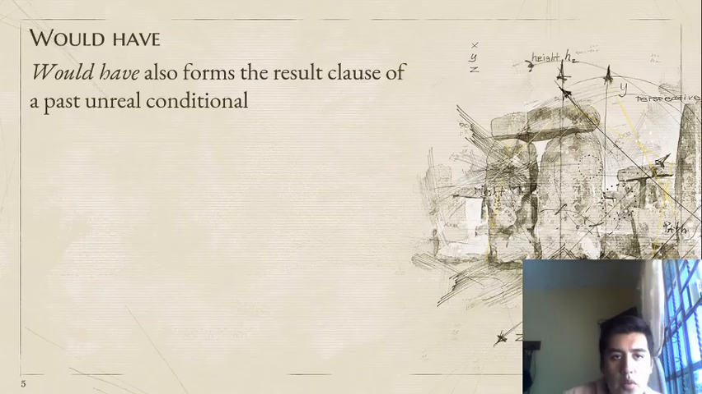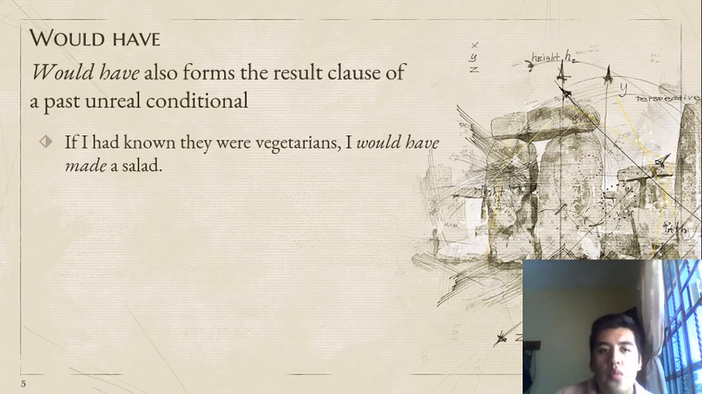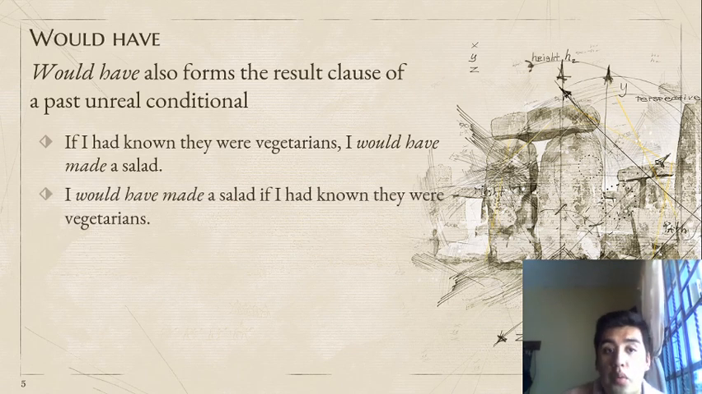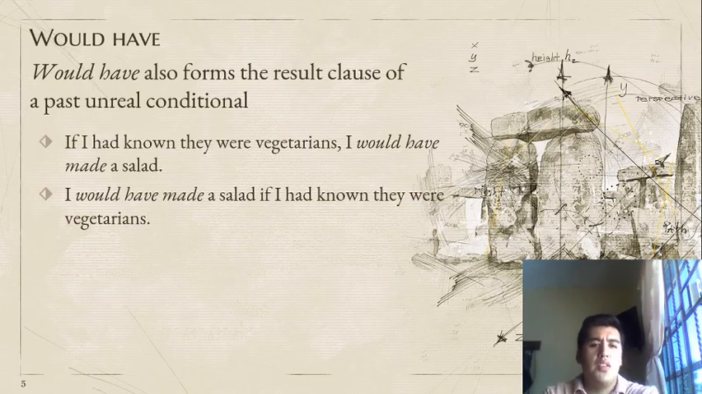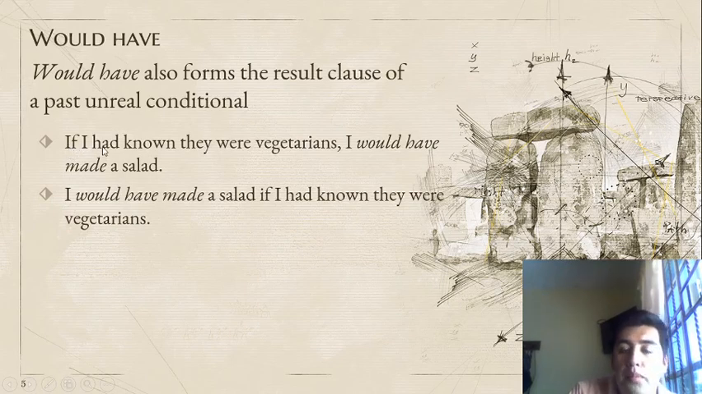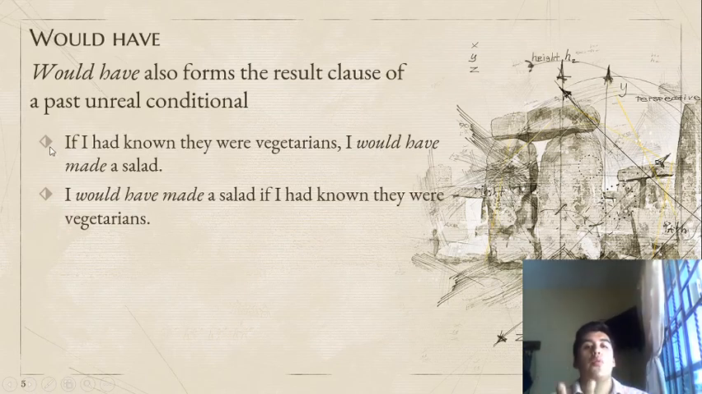And again, would have also forms the result clause of a past unreal conditional. If I had known they were vegetarians, I would have made a salad. I would have made a salad if I had known they were vegetarians. What is this? It's the same. But if you look right here, I am starting with the conditional if, then the past perfect, the comma to divide my clauses, and then the modal verb with the past tense. And here is the opposite. So you can use it in both ways.